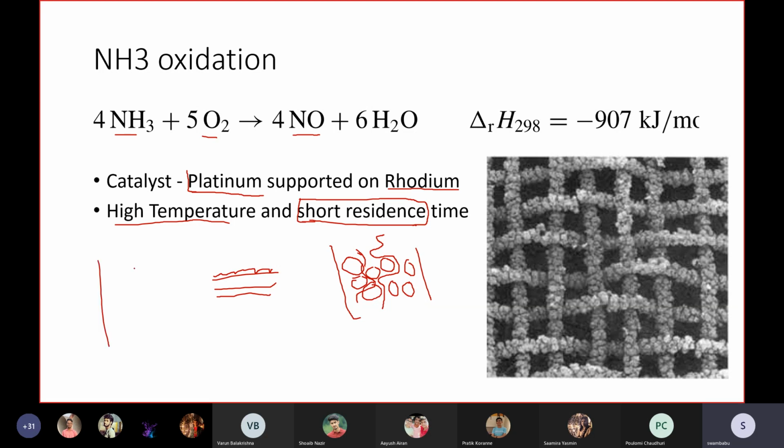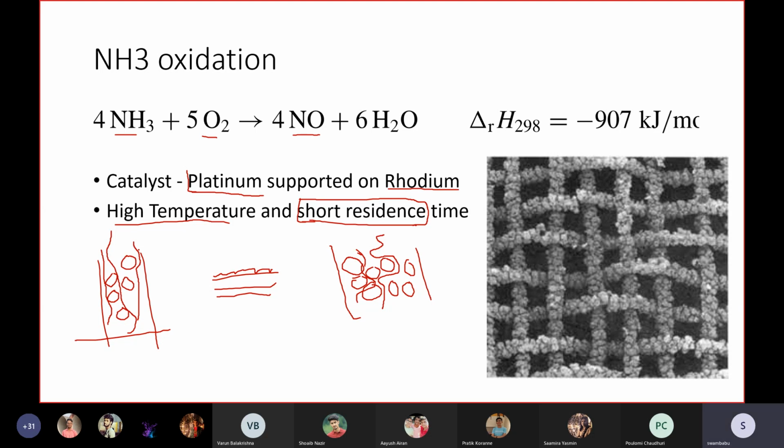If you keep it as a fluidized bed reactor, the particles are suspended. So when the particles are suspended, we can achieve short residence time. There is no problem with the short residence time. But still we cannot use fluidized bed reactors for this. Can any student guess why we cannot use a fluidized bed reactor if we have a platinum based catalyst?